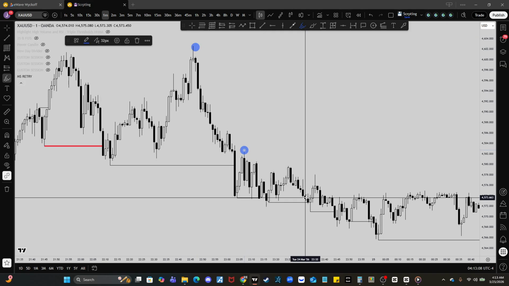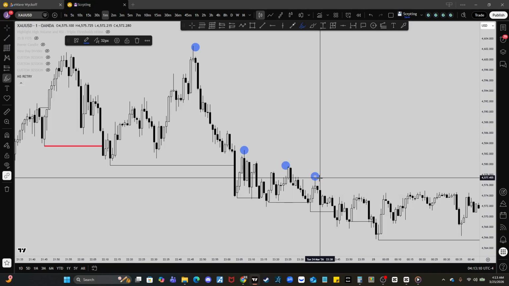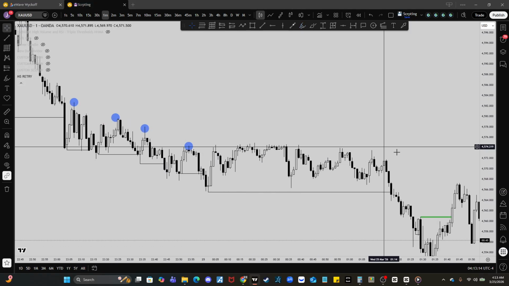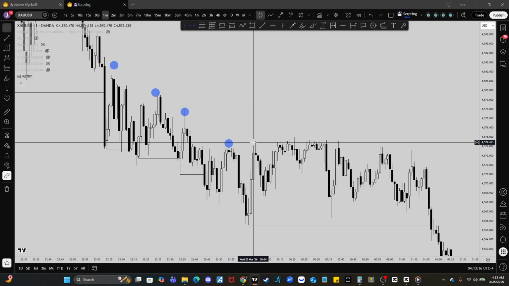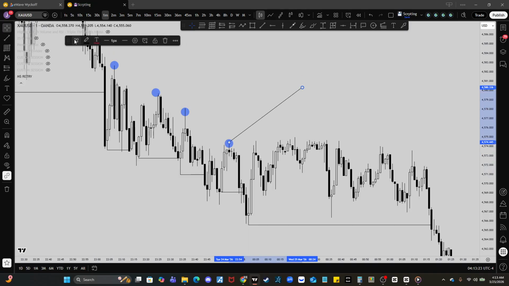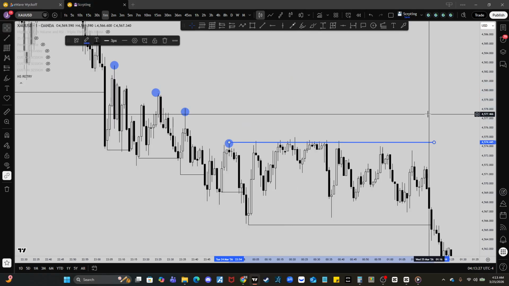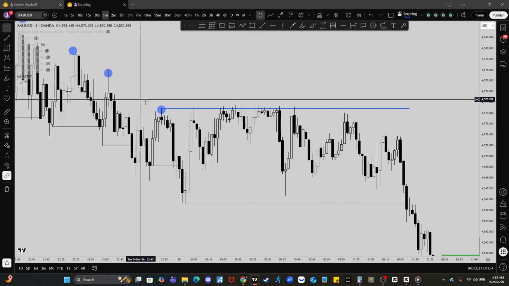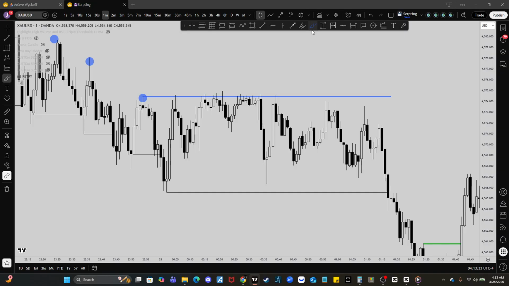So the first one of these that gets taken out, then we have a change of direction. When I say taken out, I mean by a close. So this was close, right? This was close to being closed over, but it never does. We set a new one here.